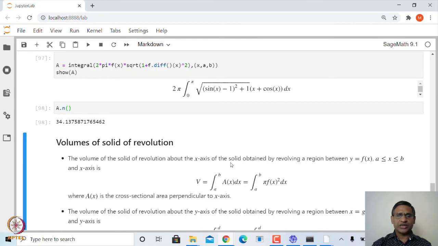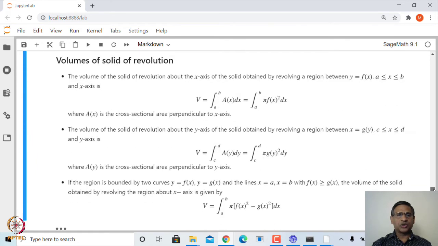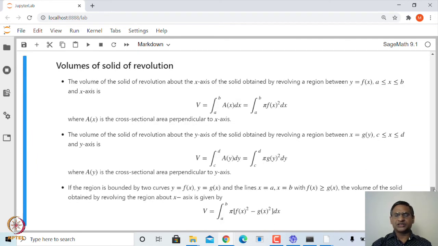Right. Similarly, let us look at how to find the volume of a solid, when we obtain this solid by revolving some region which is, let us say, bounded by y equal to f(x) between a and b about the x axis. Then this is given by the formula V equal to the integral from a to b of A(x) dx, where A(x) is the cross sectional area, which in this case will be pi times the height at x, which is f(x), the whole square. Similarly, if you rotate about the y axis the curve x equal to g(y), this cross section area, if it is A(y), will be pi into g(y) the whole square, integrated from c to d.